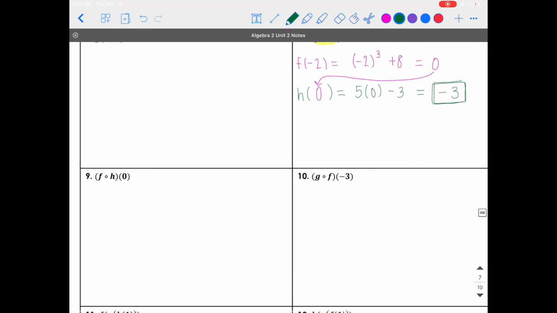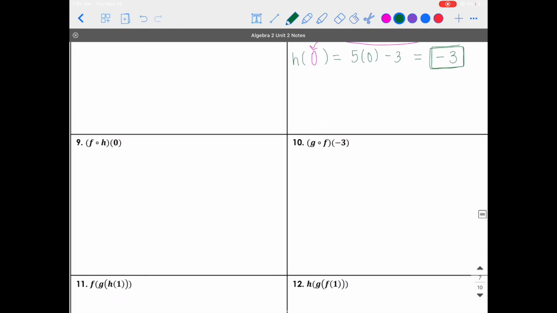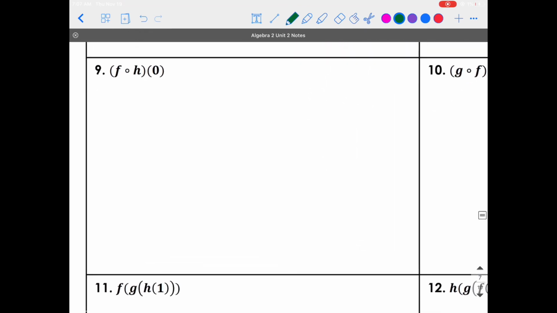Number 9. F of h of 0. This is the other way, remember, that I showed you. You could write it. I don't like it this way. So we say f of h of 0. So this O is kind of like "of." F of h of 0. So we do the inside first.